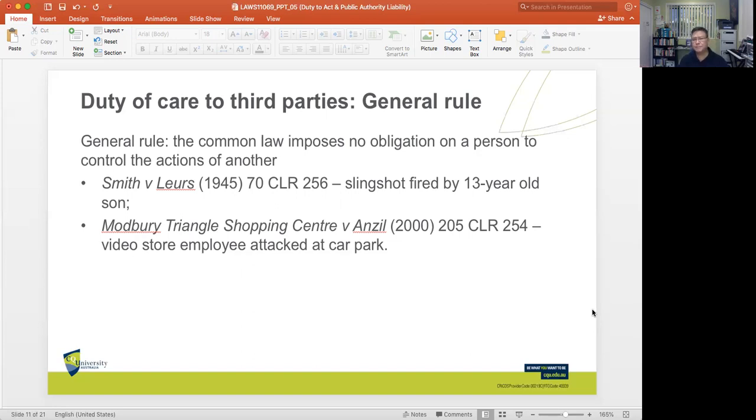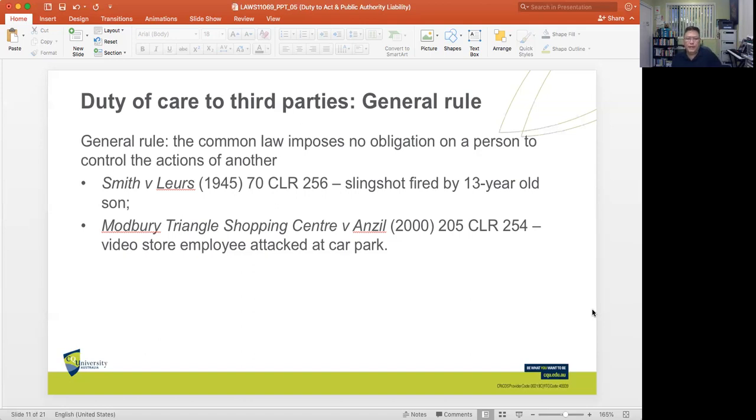But in this particular case, the court ruled that the parents were not, in fact, negligent in their actions because, although there was a duty of care, there was no negligence involved, because they did provide clear instructions to their child and admonitions not to use the slingshot in a way that would harm others. So again, it is one thing to say that there's a duty of care even to third parties, but it is totally another to determine whether or not there has been a breach of the duty of care, based on questions about the nature and extent or standard of the duty of care.